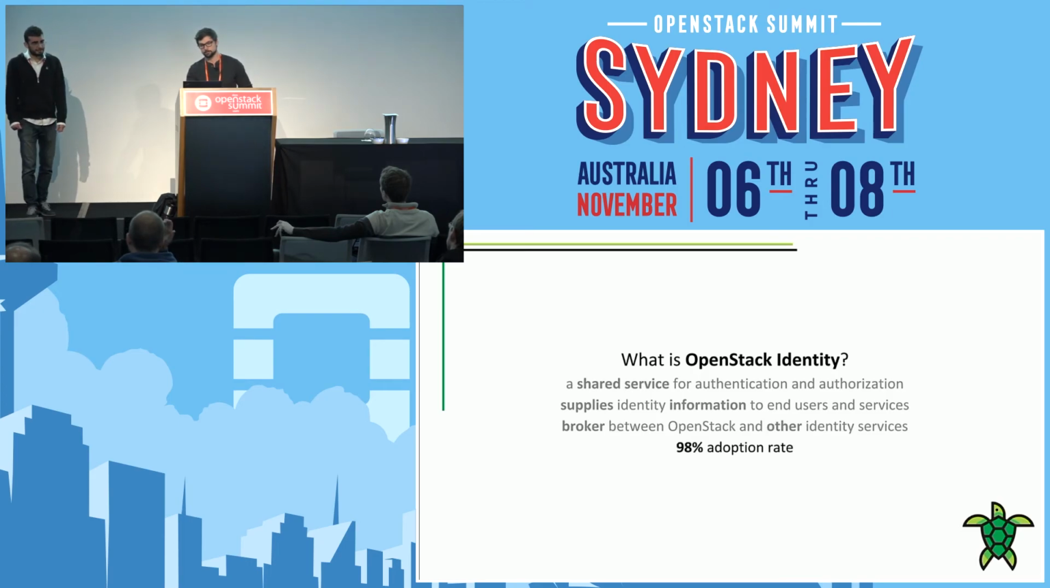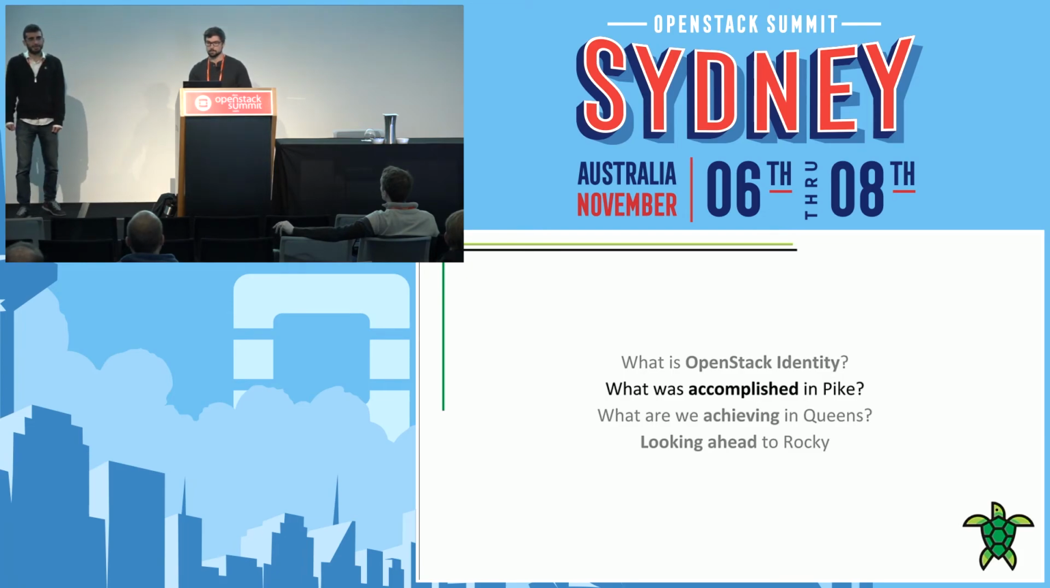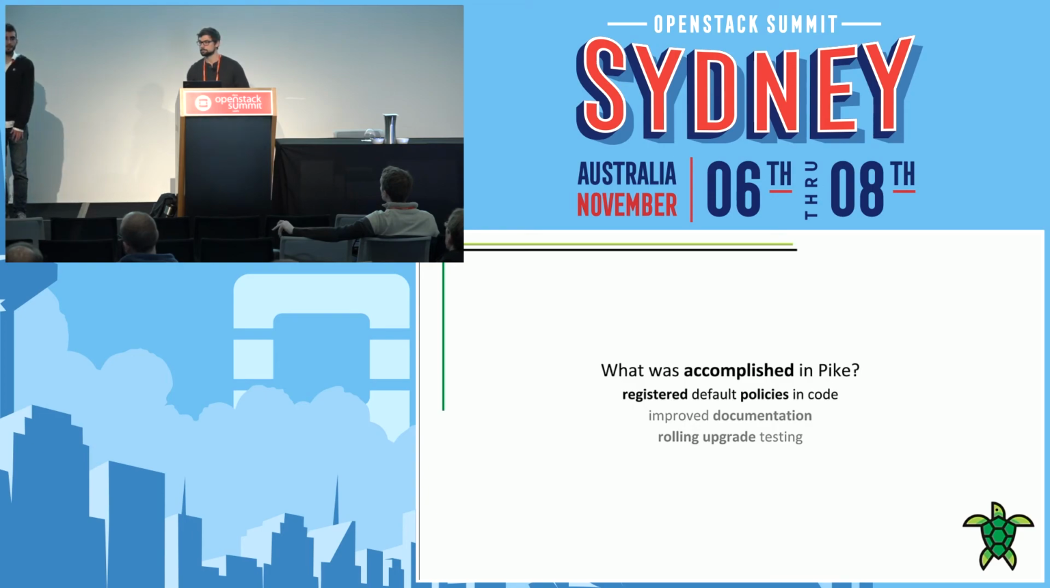The reference implementation is called Keystone and is managed by the Keystone project team, and it has a 98% adoption rate as of the April user survey. So now I'll go through what was accomplished in Keystone during the Pike cycle, which was released in February, right?